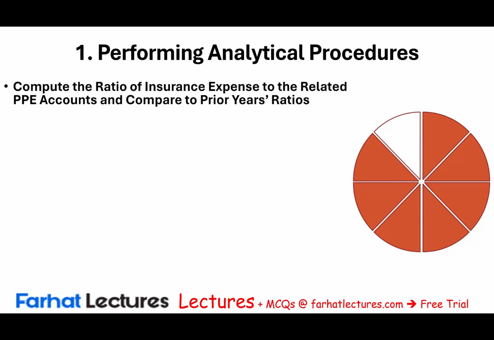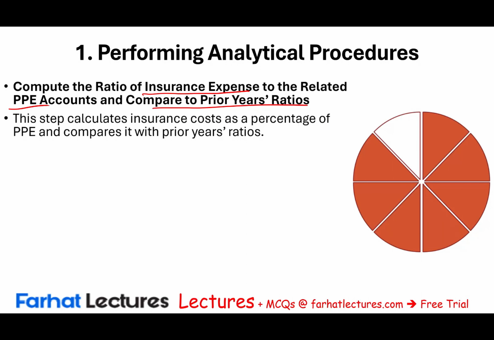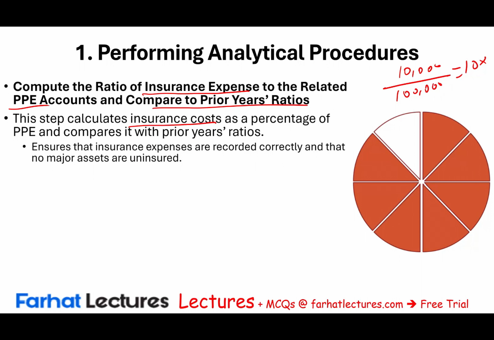Other analytical procedures: you compute the insurance expense to PP&E. And this is important. You would compare this ratio to the prior year. This step computes insurance cost. So in the numerator, you'll have the insurance cost, let's assume 10,000, divided by property, plant, and equipment of 100,000, which is 10%. So from year to year, this should stay the same. This ensures that insurance expense is recorded correctly and no major assets are uninsured.